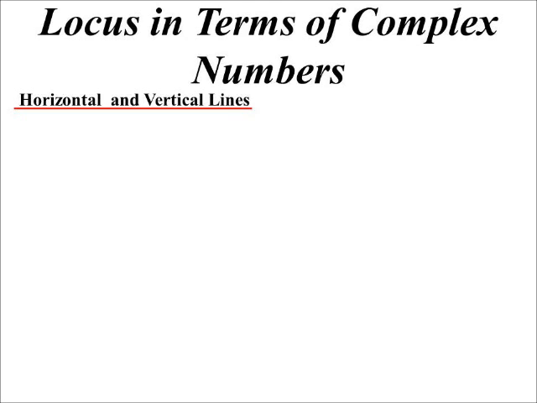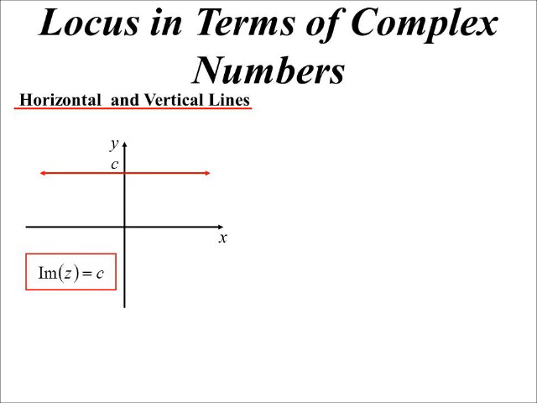Horizontal and vertical lines are probably one of the first things we drew in coordinate geometry. So let's do them. There's a horizontal line. On a number plane, its equation is y equals c. But if I'm looking at the Argand diagram, I ask: all those complex numbers that form this line, what do they have in common? They all have the same imaginary part. And so its equation becomes the imaginary part of z is equal to c. That's what the line has in common. That's its locus, if you like.